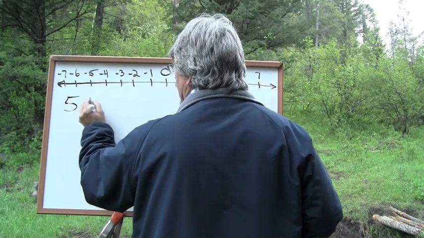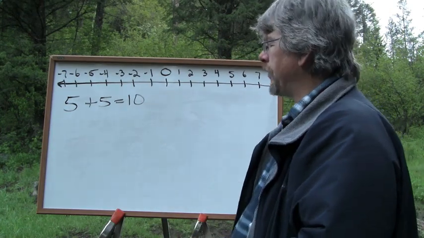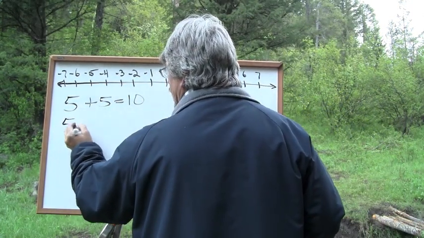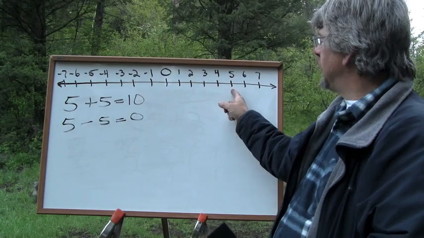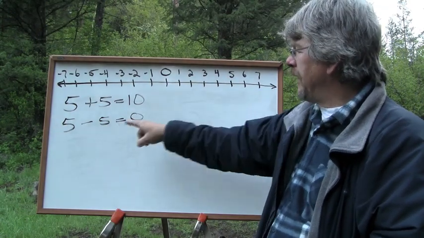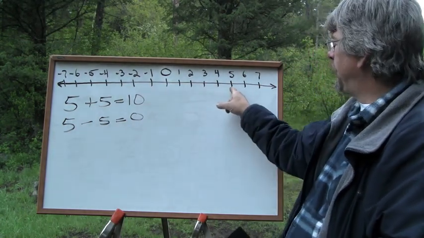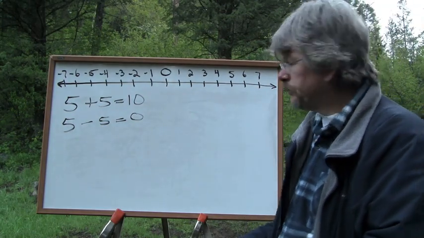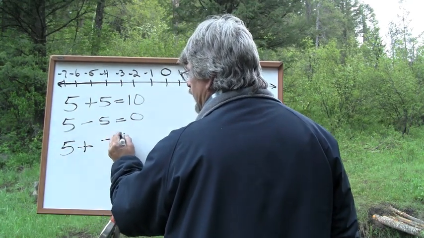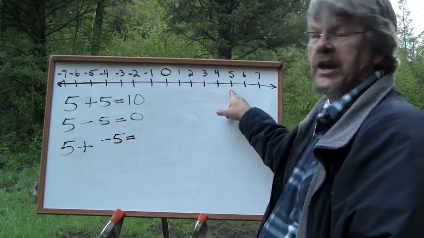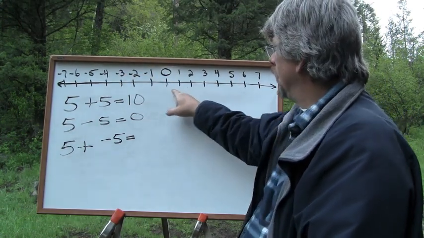Let me give you several examples of this that will help show us how this works. 5 plus 5 is positive 10 because you're adding more to the right. 5 minus 5 is 0 because you're beginning to the right of 0 and you're going to the left with that subtraction 5 units, which will end up at 0. With 5 plus 5, you go that way till you get to 10. 5 plus negative 5, you begin at 5 and you're going to add a negative 5. It goes that way to 0.